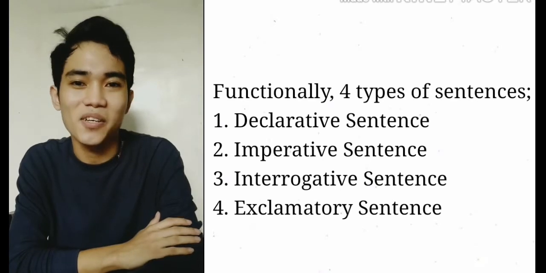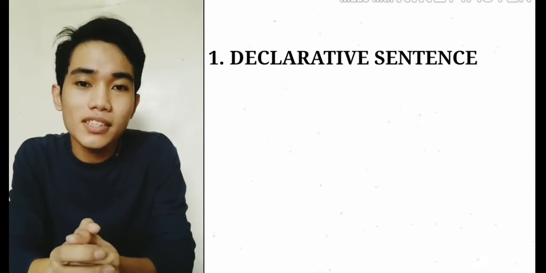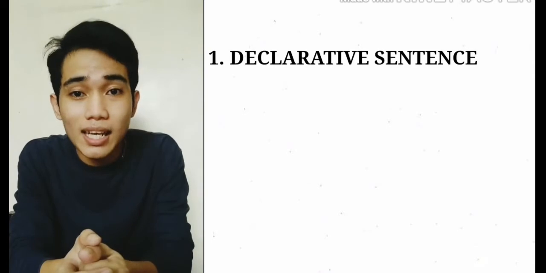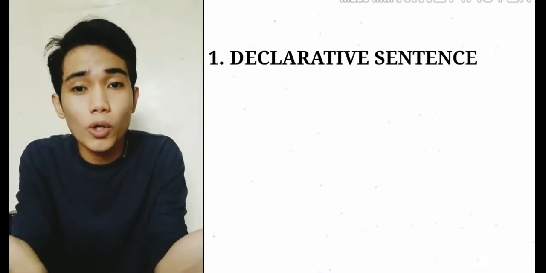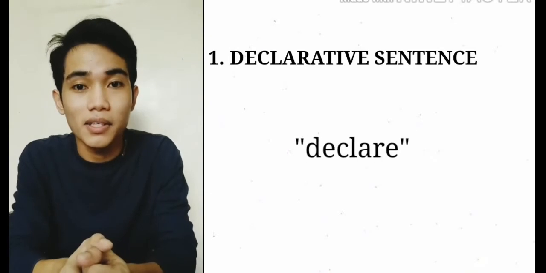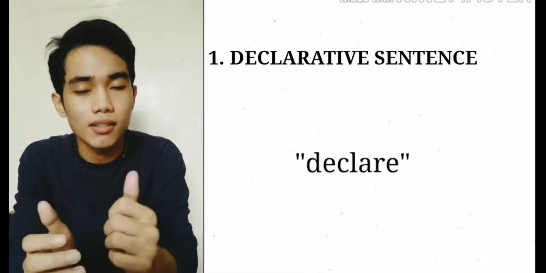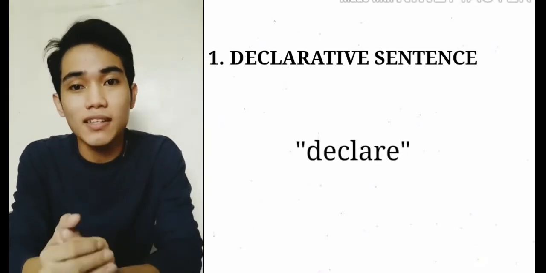Alright, so are you ready? Let's get started. The first type of sentence is what we call the declarative sentence. This type of sentence is very much, for me, easy to understand and easy to remember. Why? Because it comes from the root word itself, declare. So if you are declaring something, then that's a type of declarative sentence.